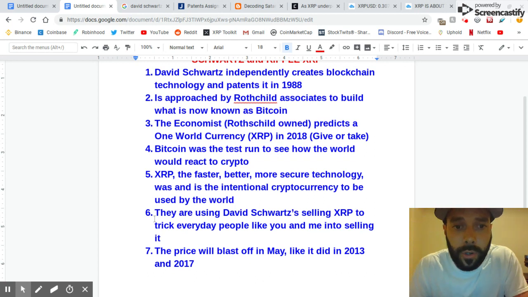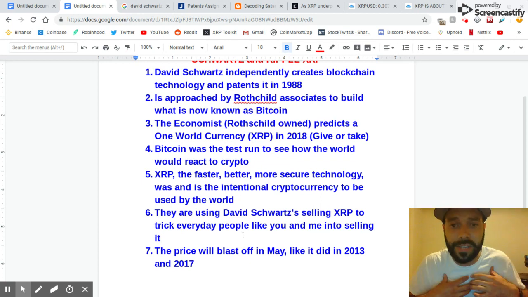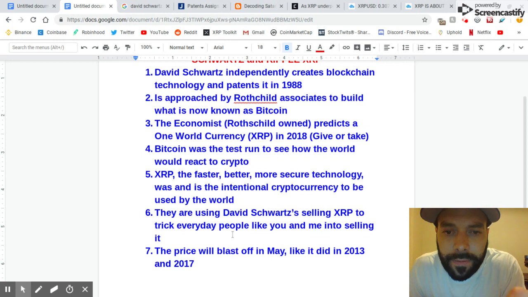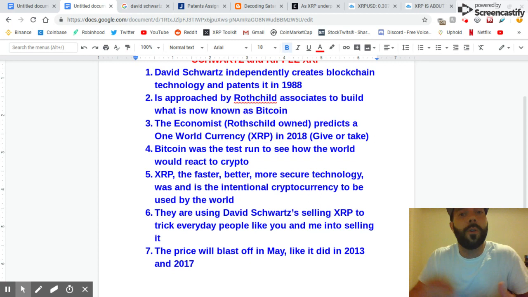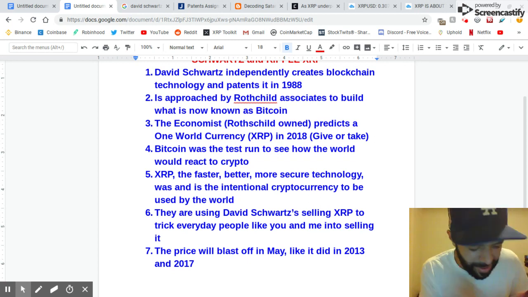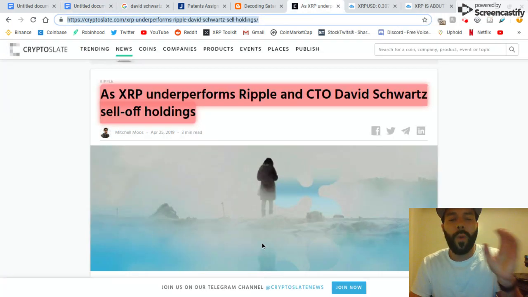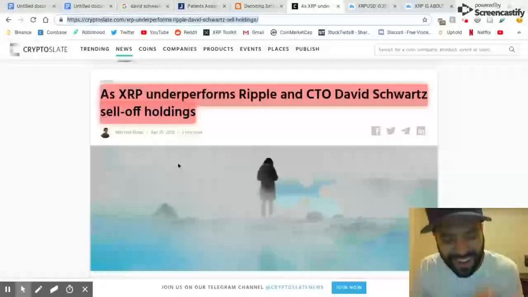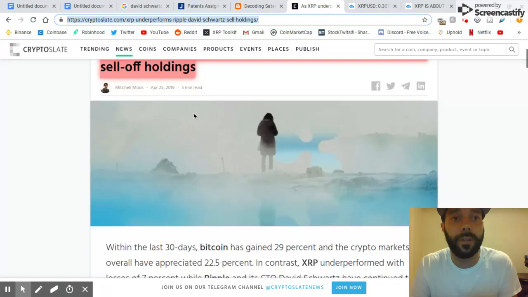Now, they're using David Schwartz's selling of XRP. This is my opinion, this is my crazy theory. They are using David Schwartz's selling XRP to trick everyday people like you and me into selling our XRP. They know we're holding our XRP, waiting for that big boom. Now, why would he sell all his XRP? Why would he sell it at 30 cents? Of course, because he's not confident.